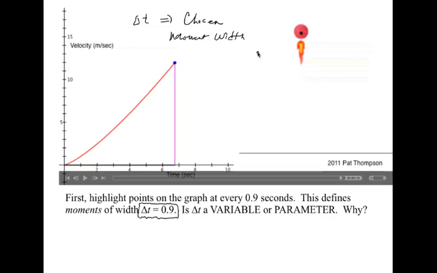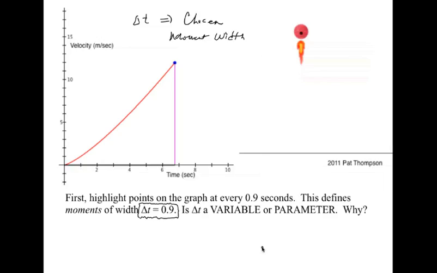Is delta t a variable or a parameter? Why? Because it's a set constant in this situation. As we analyze the situation, delta t is not going to change. It's the width of our moment, and it's not going to change. Now, we can come back and make delta t 1.2. And then when we analyze it in that situation, it stays constant. So delta t can change, but in a given situation, whatever situation we're looking at, it stays constant. That's why it's a parameter. Okay? So delta t is a parameter.